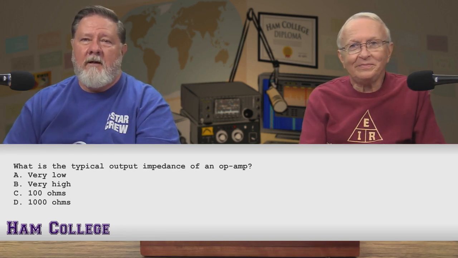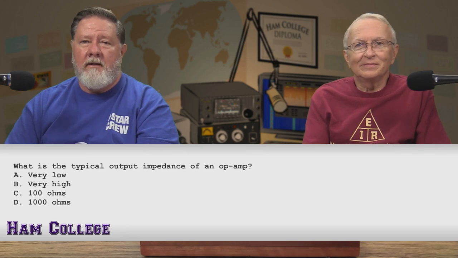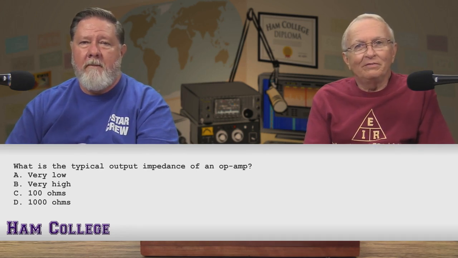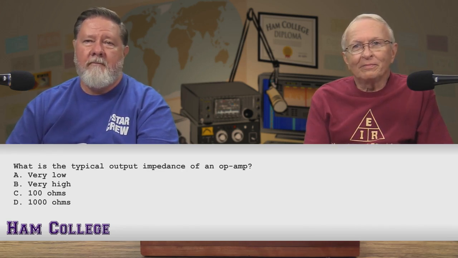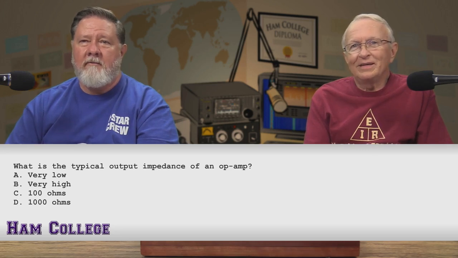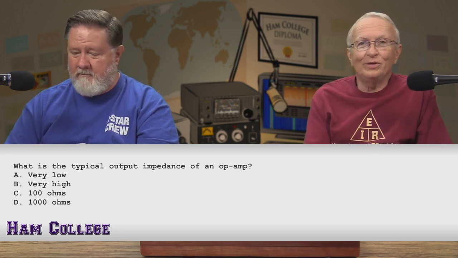What is the typical output impedance of an op amp? A, very low. B, very high. C, 100 ohms. Or D, 1,000 ohms. Well, I think we had a little clue there. I think we did.